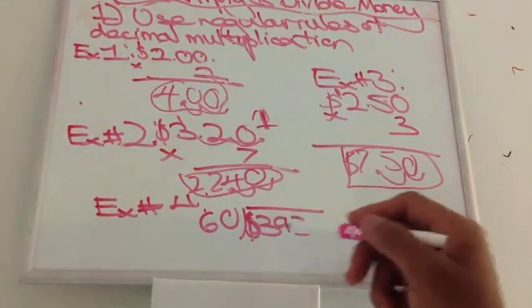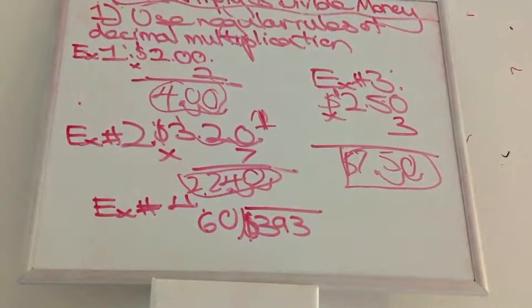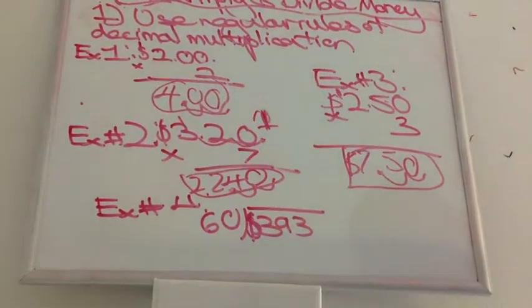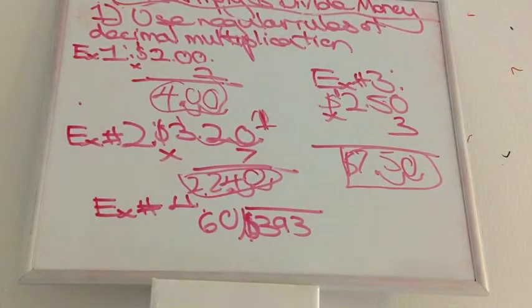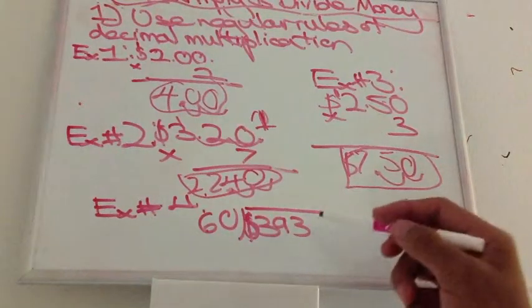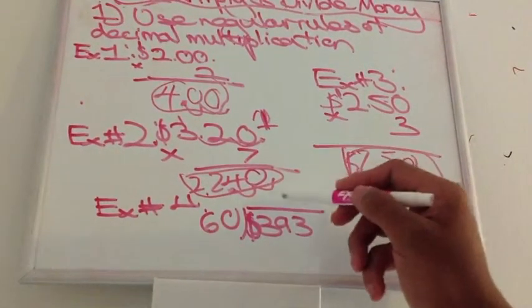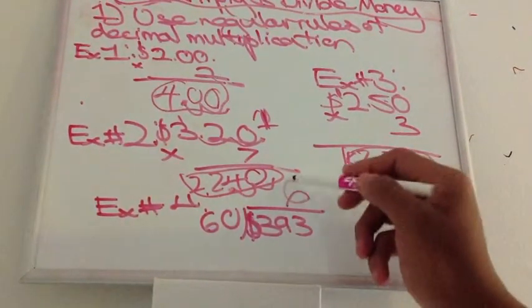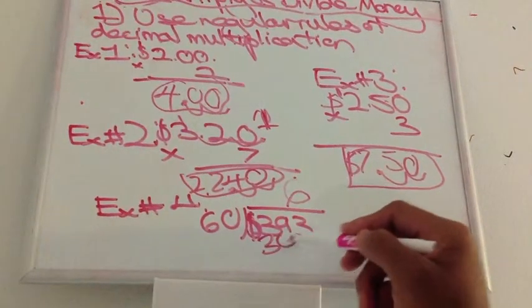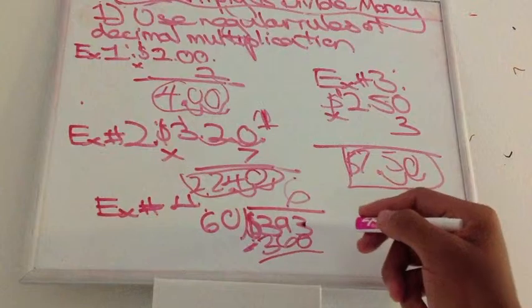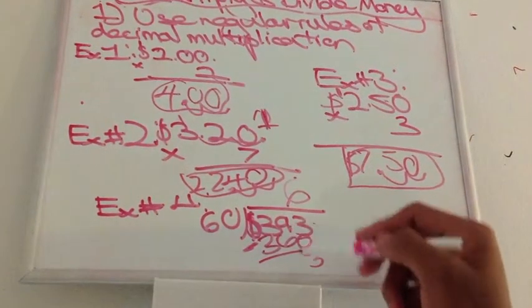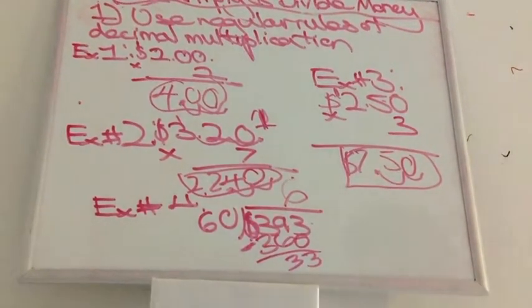So what's the closest to 393 we can get with something multiplied by 60? 60 times 5 is 300. 60 times 6 is 360. 60 times 7, that's 420. So that's already over. So you're going to go with 60 times 6 is 360, right? Now you want to subtract. So 3 minus 0 is 3. 9 minus 6 is 3.